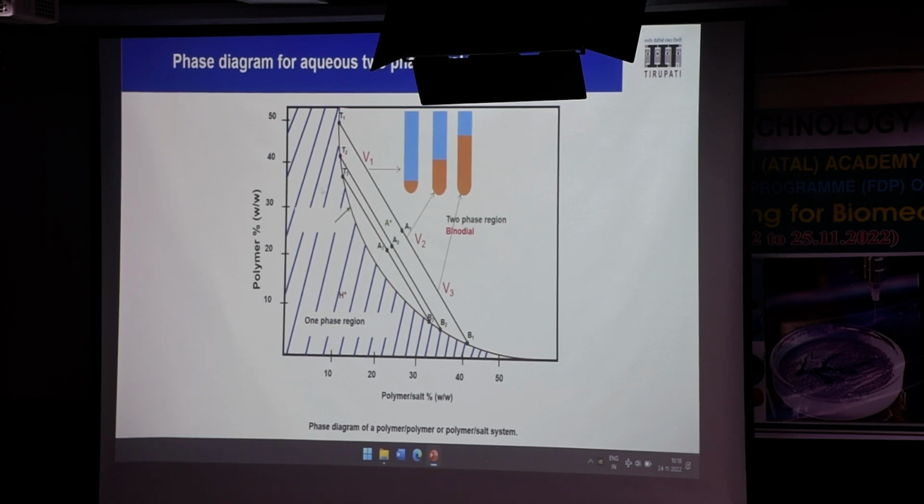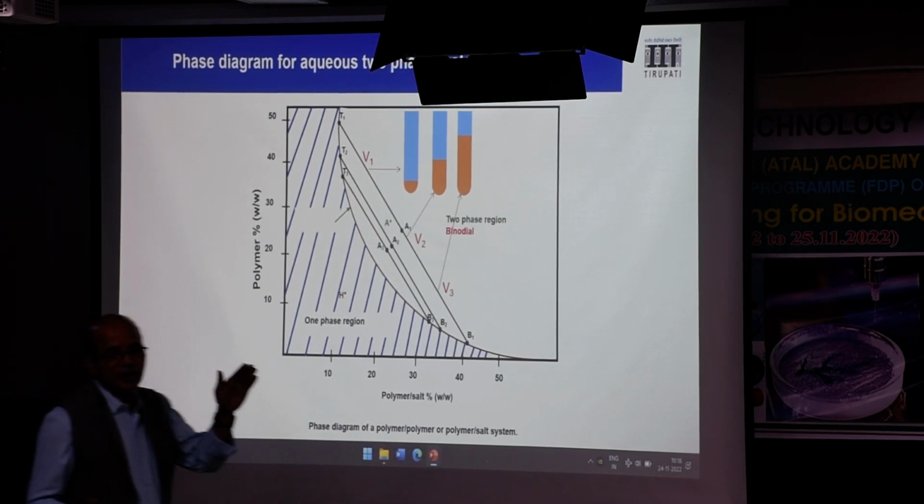This top phase will be enriched in PEG concentration, and the bottom phase will be enriched in the other phase. So take a typical example of A1, this is 20 and 25. Whereas in the top phase now, I have about 35 plus PEG and a very low value of salt, say 15. Coming to the bottom phase, I have a very low value of PEG, say 7 or 5, and my salt has increased to 32, even though I started with 20 and 25 at this point. So enrichment will take place.